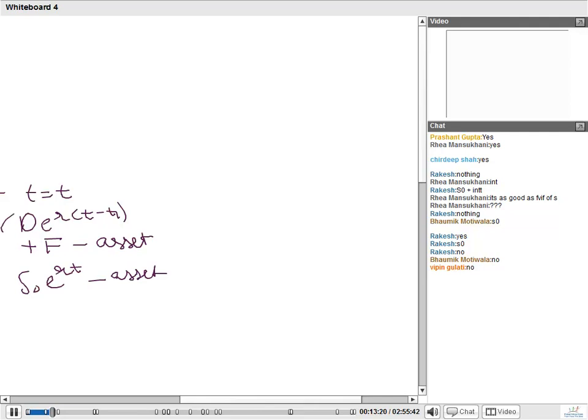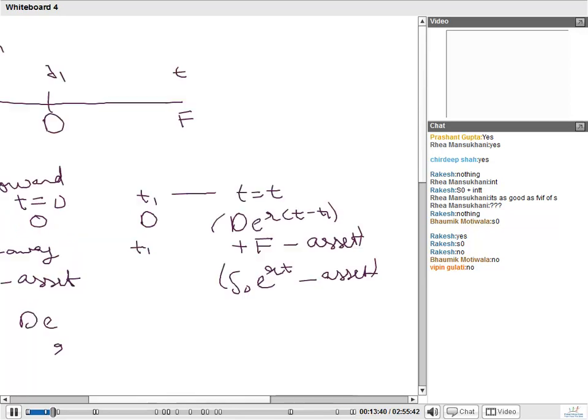Now, the cash flows from the forward contract have to be greater than the upfront sale for me to enter the forward contract. Otherwise, there is no benefit for me. So D e raised to the power R(T minus T1) plus F, which is what I effectively have to pay for this asset, must be greater than or equal to S0 e raised to the power RT. S0 e raised to the power RT is what I'm getting if I sell right away.